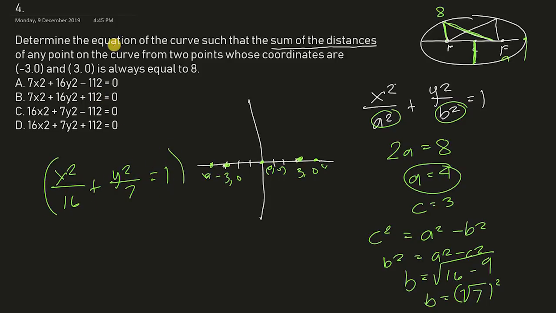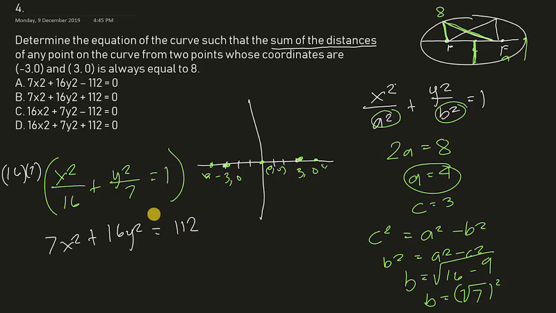To do that, I will multiply the whole equation by 16 and 7. Okay? So multiply to the first term, magka-cancel yung 16, matitira is 7x squared. Plus, dito naman, magka-cancel yung 7 and 7, matitira is 16y squared is equal to 16 times 7 is basically 16. Grab your calculator. 16 times 7, that's 112. 112 times 1 is 112.